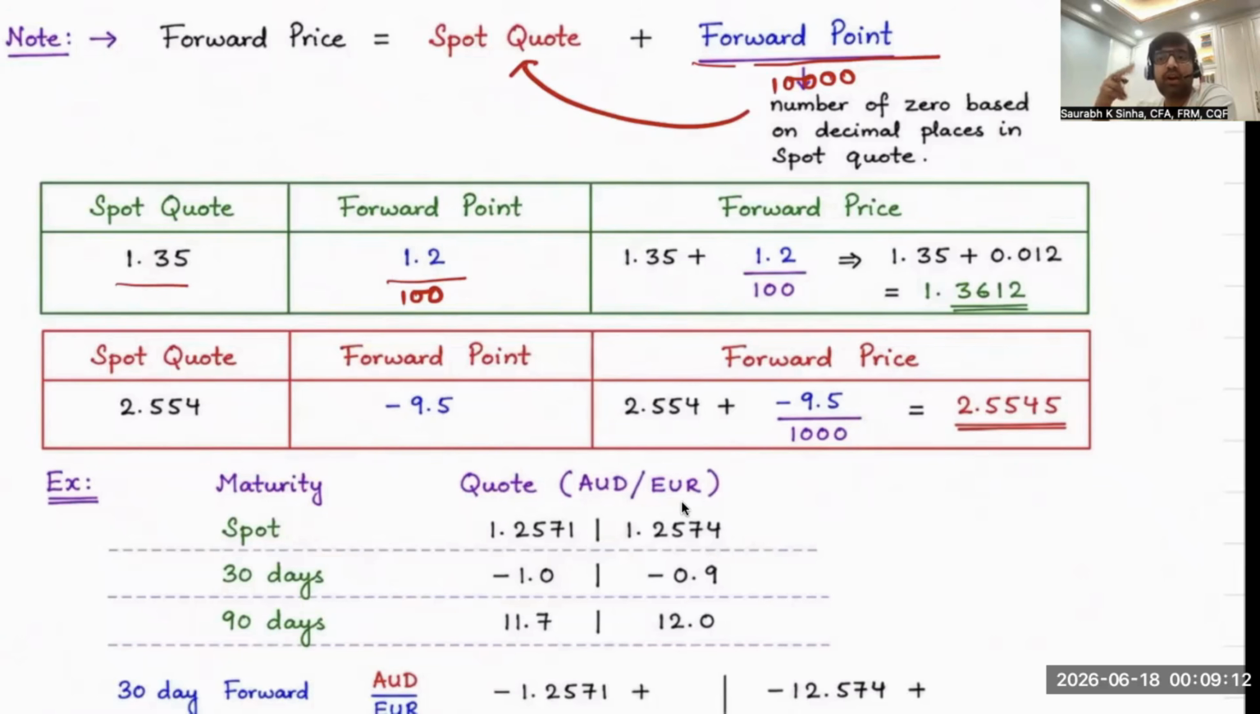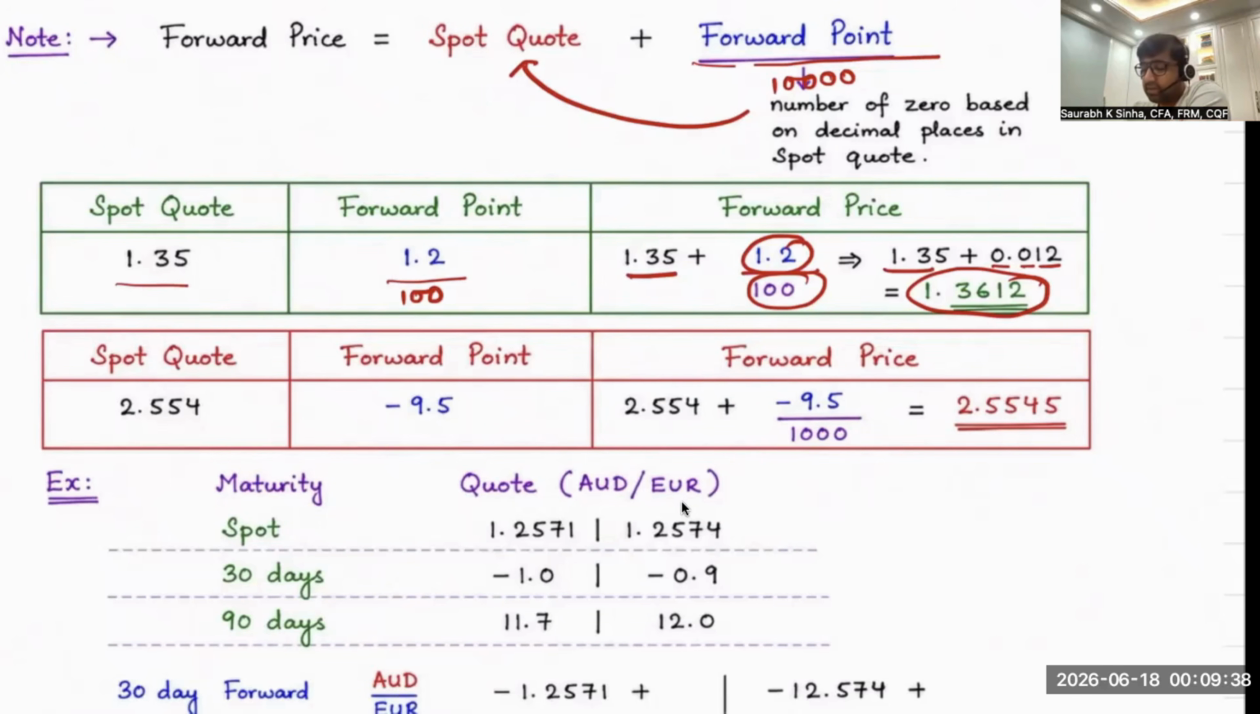Divide by 1 and 20. Why 20? Because there are two decimal places in the spot quote. So 1.35 plus 1.2 upon 100. So 1.35 plus 0.012, that is 1.3612. That is the forward price.